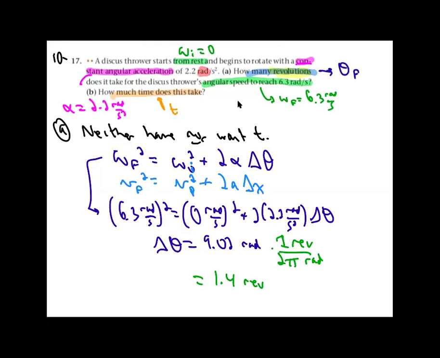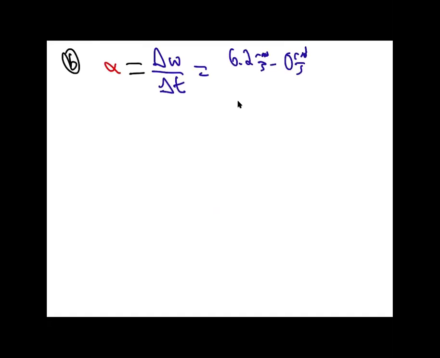Just for completeness, we didn't do part B, so let's just do that quickly, but that's actually relatively easy. For part B, we can come back to the definition of an acceleration: it's the change in speed over the change in time. So for us, it's going to be 6.3 radians per second minus 0 radians per second over delta t, but we were given that this was 2.2 radians per second squared.